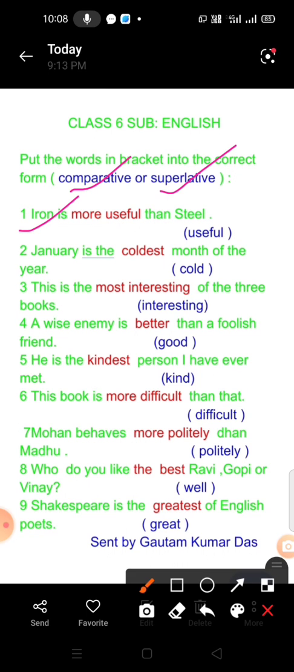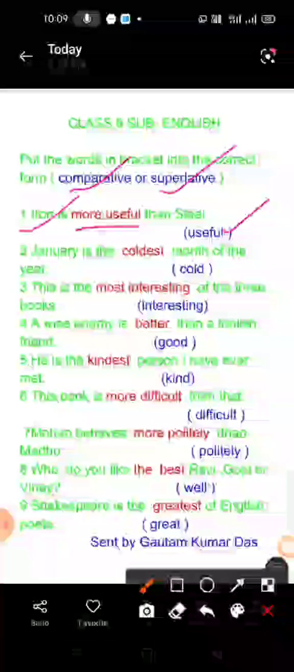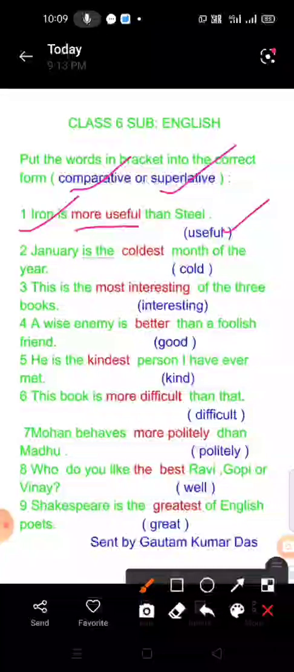Iron is dash, then steel, and here the word is useful. What will be its right degree? Comparative, either comparative or superlative. So first of all, you have to know comparison of a degree, such as good, better, best. Better is comparative and best is superlative degree. How will you know here will be comparative or superlative degree?